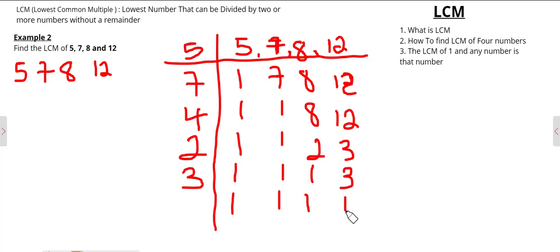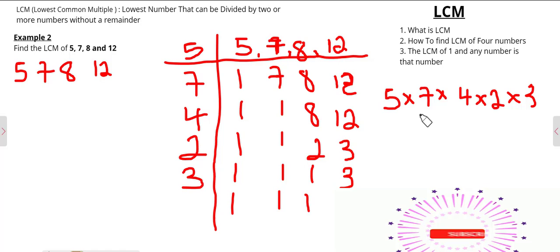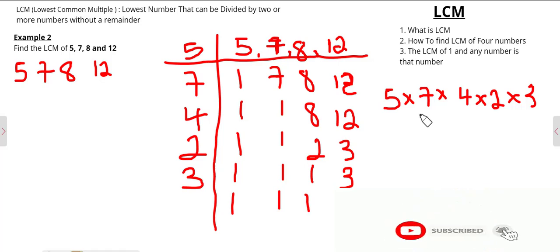So at the end of the day, we have 5 times 7 times 4 times 2 times 3. So 5 times 7 times 4 times 2 times 3. Next is for us to find the answer.